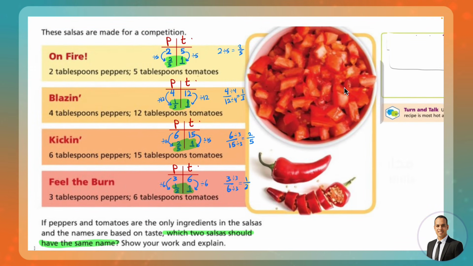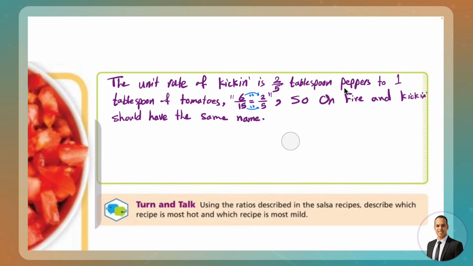So here, which two should name the same? It's on fire and kicking. So the unit rate of kicking is 2/5 tablespoon peppers to 1 tablespoon of tomatoes. Or in other words, we can say that 6/15 equals 2/5. It's like we just divided by 3 up and down. So on fire and kicking should have the same name.